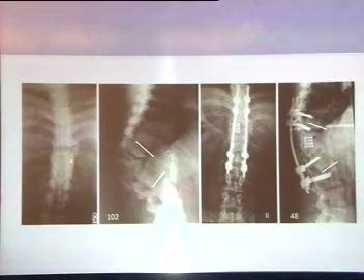This is his case. I have just taken it from his paper. You can see this is the deformity that they have removed, and once the deformity is removed, a cage has been put in, and these are the screws that they have come up with.